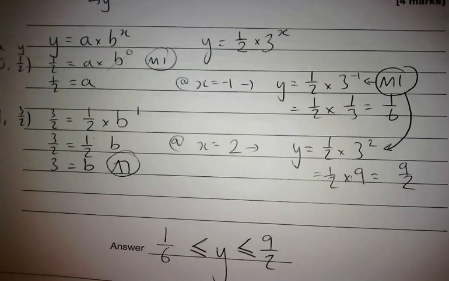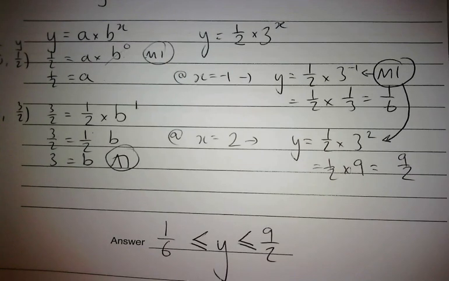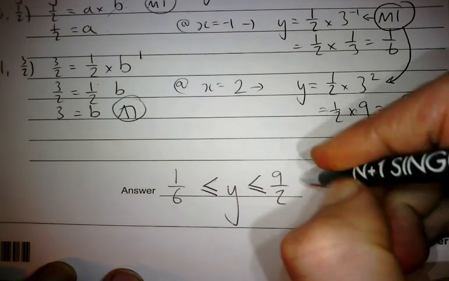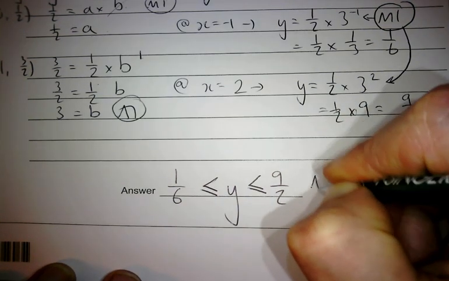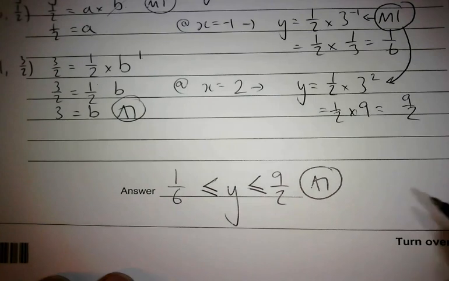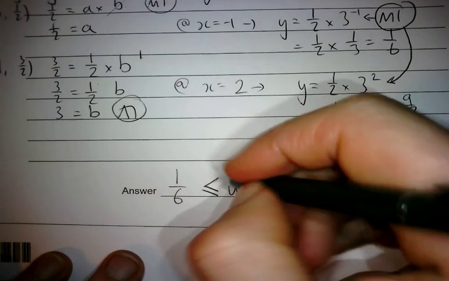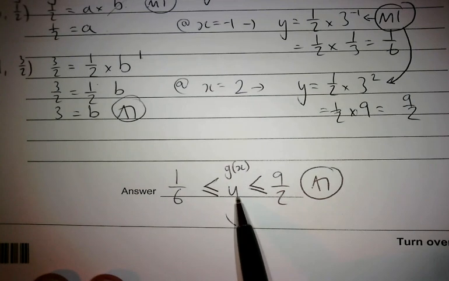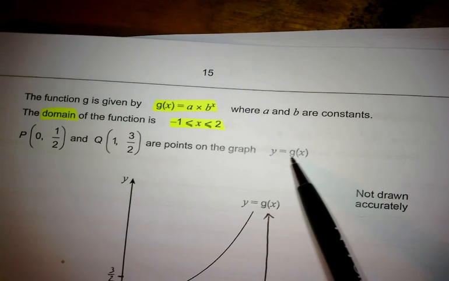And then your final mark is for getting this as your final answer. So y is between a sixth and 9 over 2. If you've written g of x, that's absolutely perfect. If you've written x, though, instead of y, you won't get that final mark. So you'll only get it if you write y or g of x, because the range is for y, which is equal to g of x, not x.